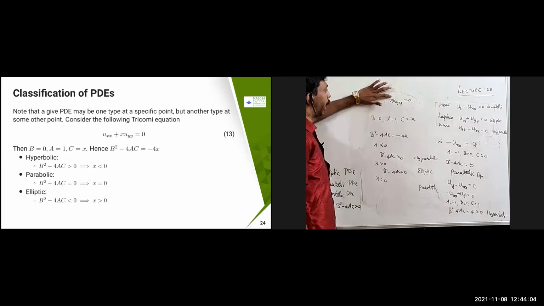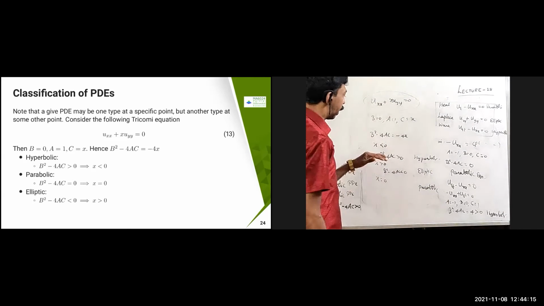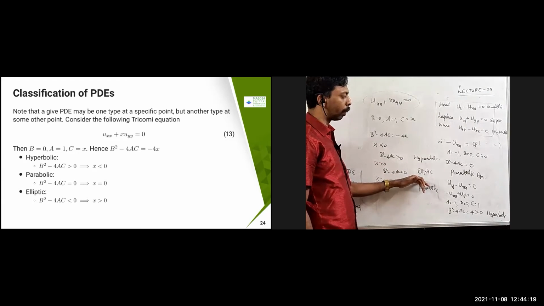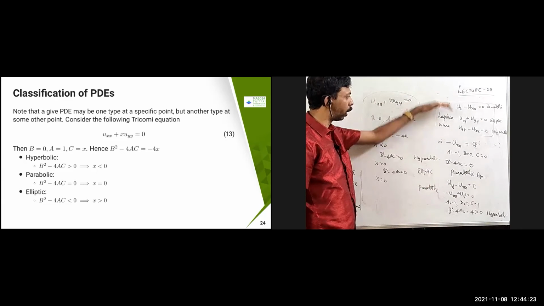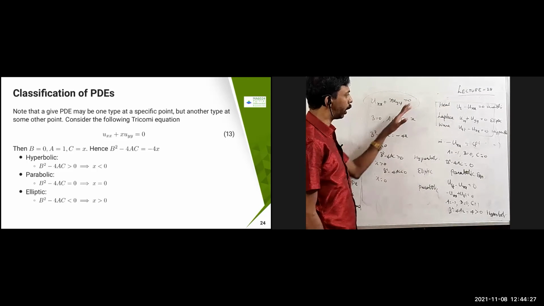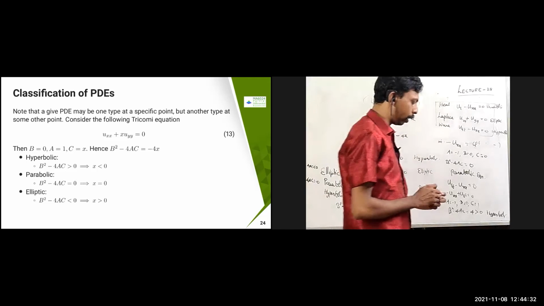Here, I have a(x,y), b(x,y), c(x,y), and here I have x. Therefore, the same problem can behave differently in different regions. At x less than 0, it behaves like a hyperbolic PDE. At x greater than 0, it becomes an elliptic PDE. At x equal to 0, it becomes a parabolic PDE. That means it has all combinations. So in order to understand the behavior of this PDE, we need to understand all these three things. Then only can we understand the behavior of the PDE.